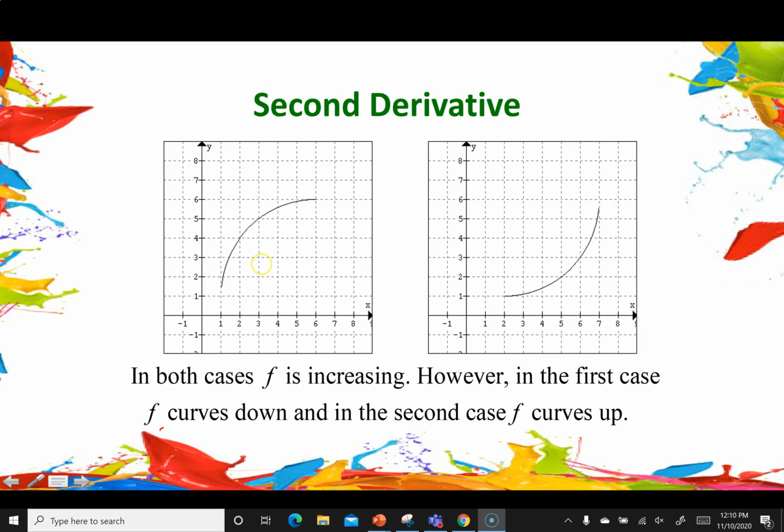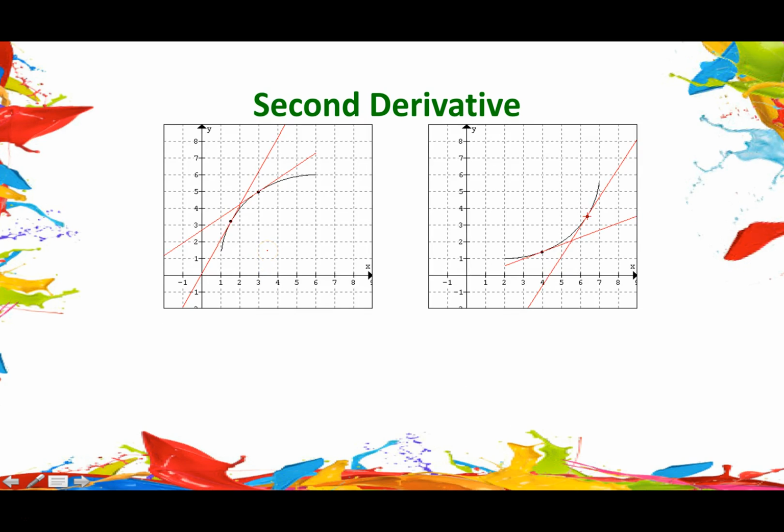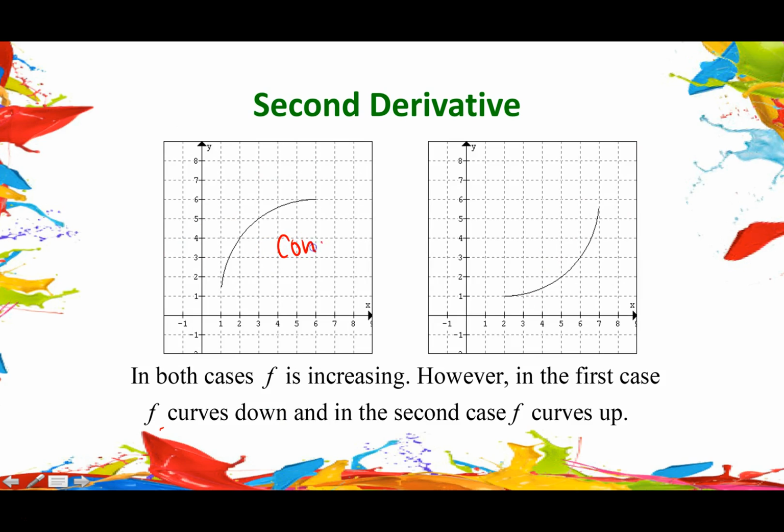What would we call this? We would call this concave down. It looks like a cup that's facing down. Versus this, which is concave up. Think of it as a cup that is curving up. Okay.